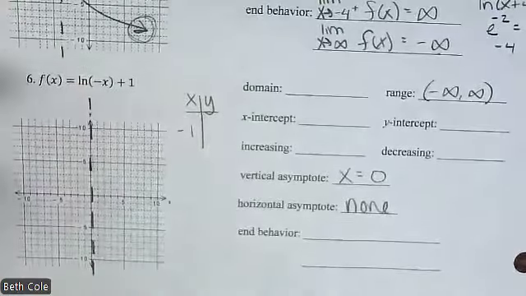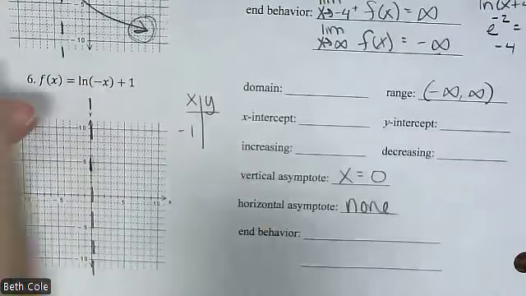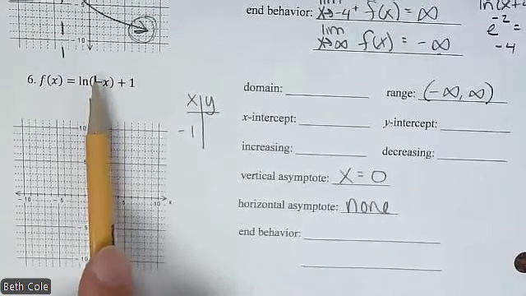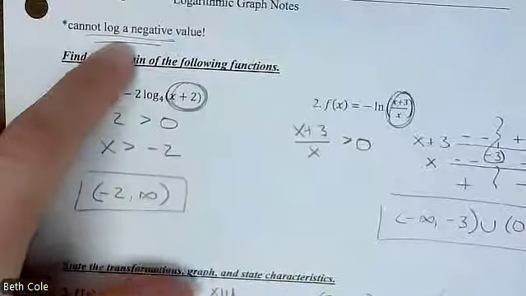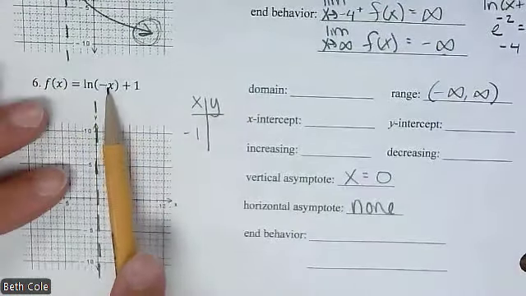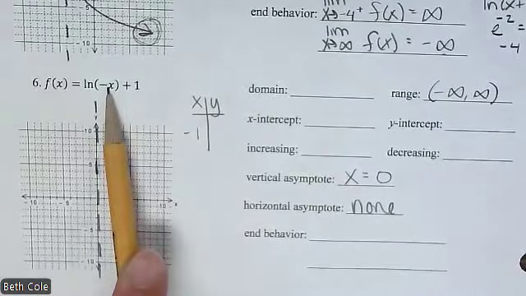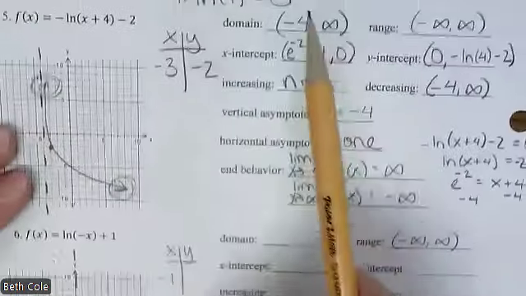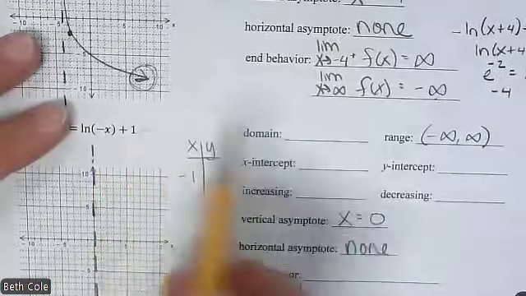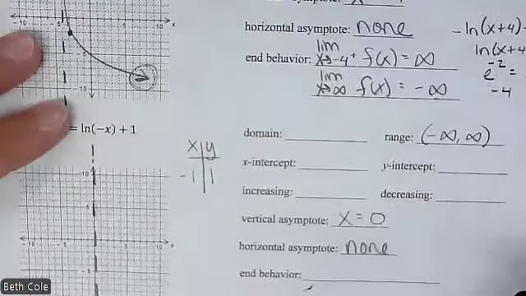If you were to plug it in, come with me on this so I can explain it. If you plug in 1, this would become -1, and you can't log a negative number. However, if you plug in -1, what happens? It becomes +1. ln of 1 is 0, plus 1 is 1.